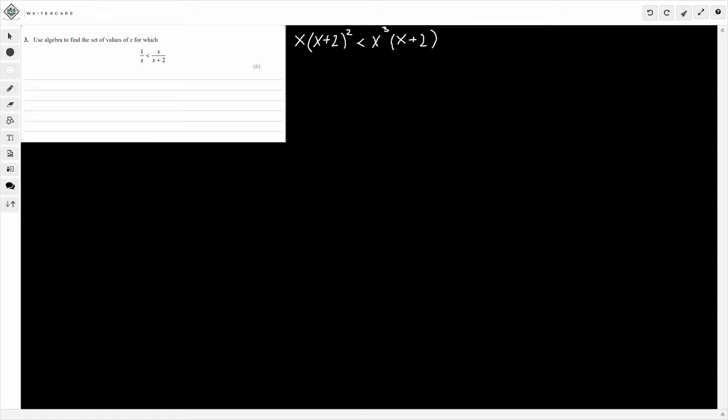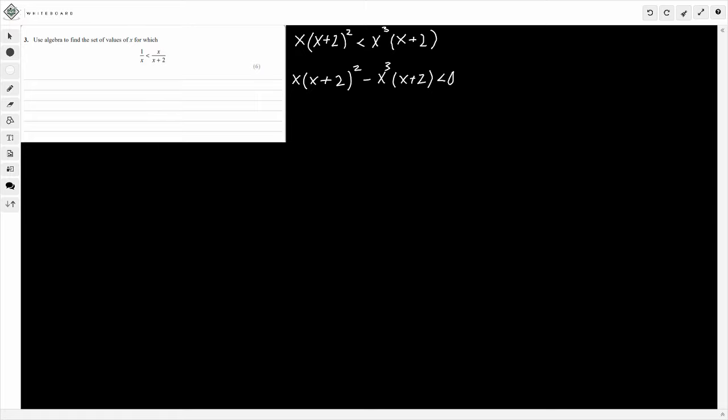Now, a word of advice for these questions, don't try expanding and simplifying. Things will get very messy and it's just not going to be pleasant. What I'd recommend is taking everything onto one side. So I'm going to take this right hand side onto the left hand side so we get it less than 0. So this is going to be x times x plus 2 squared, minus x cubed times x plus 2, is less than 0. It's a nice way to go about it.